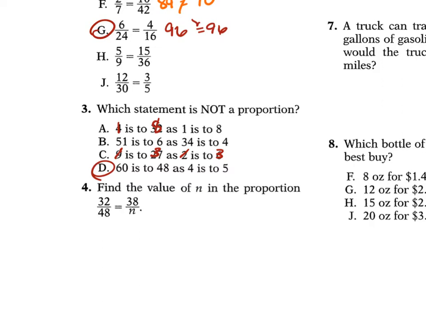For 4, it says find the value of n in the proportion. We have 32 over 48 is equal to 38 over n. So we're going to cross multiply. So we have 32n is equal to 48 times 38, which is 1824. We then divide each side by the 32, and we get that n is equal to 57.